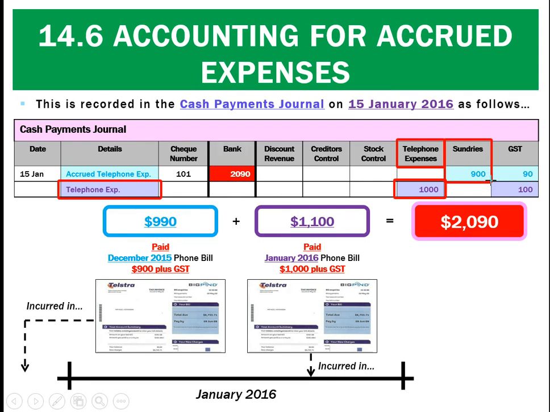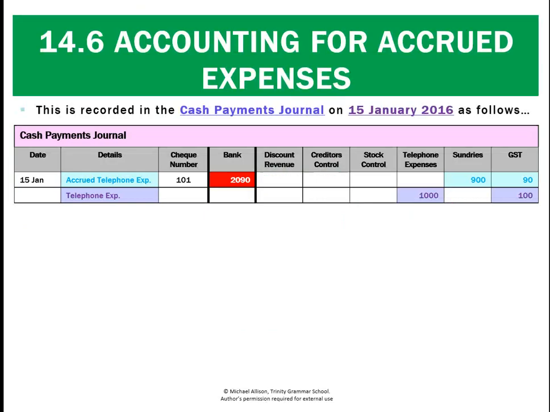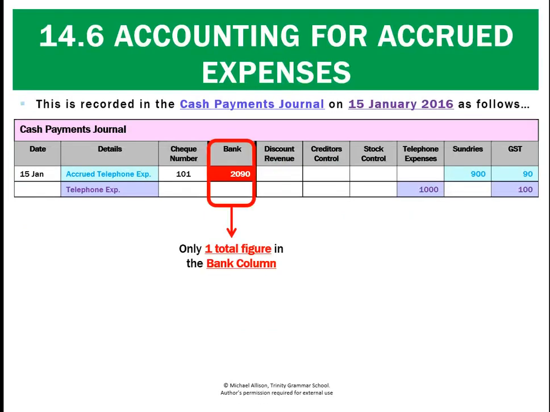You can see there's no column there for paying accrued expenses. We've got discount revenues, creditors control, stock control, telephone expenses for this period, and then sundries and GST. So any liability payment from last period will have to go in the sundries column. It's important to note that, so looking at the one number, we've only put one number in the bank column. We haven't split it. What we've done is combined all those figures in the special columns and the sundries column into one number in bank.